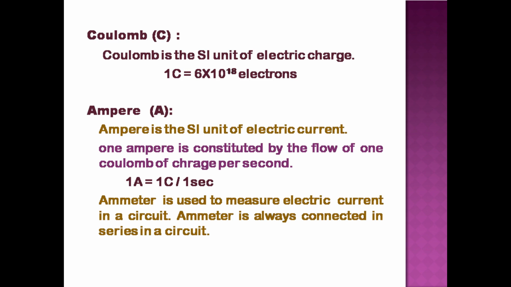SI unit of electric current is ampere. 1 ampere is constituted by the flow of 1 coulomb of charges per second. Ampere is used to measure electric current in a circuit. Ammeter is the instrument used to measure electric current. Ammeter is always connected in series in a circuit.